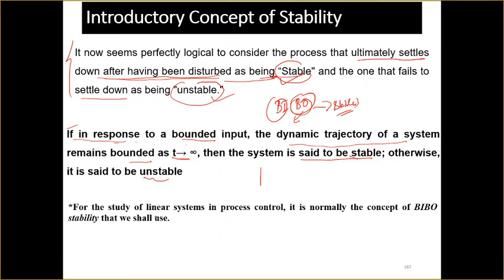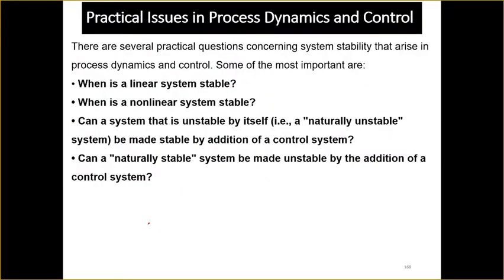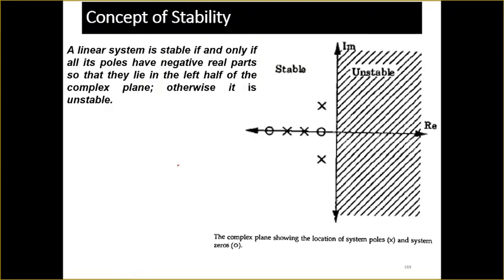So for the study of linear systems in process control, or in control theory, we can use the concept of BIBO stability, okay. There are different types of questions that arise here. When is the linear system stable, when is the non-linear system said to be stable, can a system that is stable by itself? We will try to search for the answer of these questions, okay.